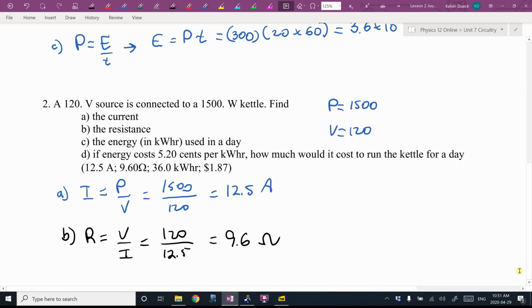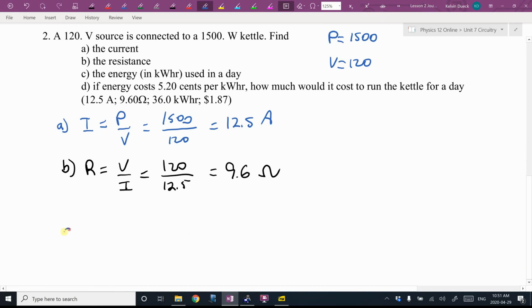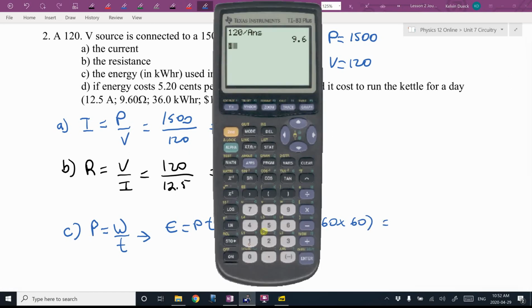C, the energy in kilowatt hours used in a day. So I'm going to assume 24 hours. Energy is power times time. Again, I got that by recognizing that power is work or energy over time. So energy is power times time. The power is 1500. The time is 24 hours times 60 minutes times 60 seconds. And I get that many joules, 1.296 times 10 to the 8th.